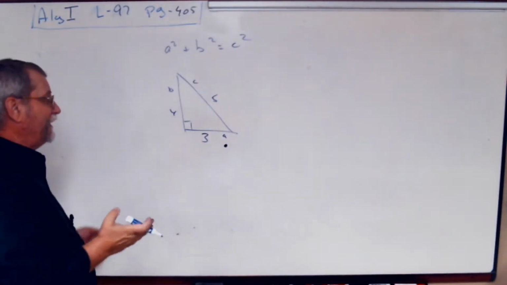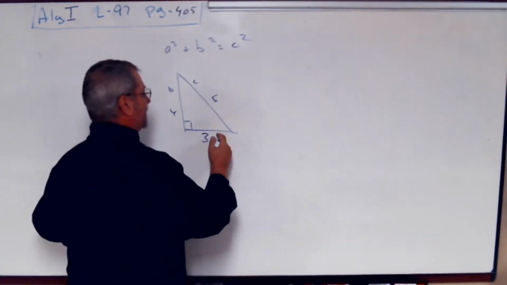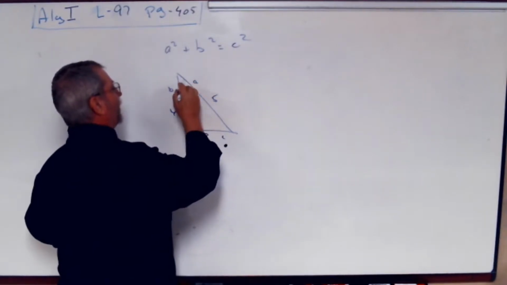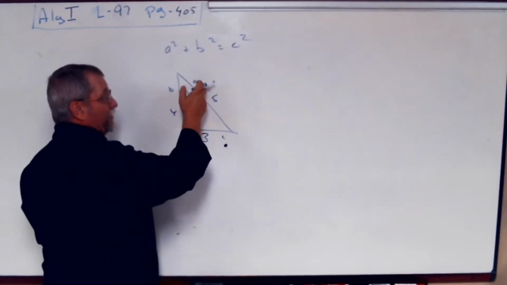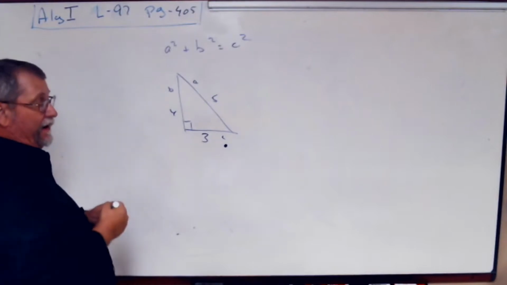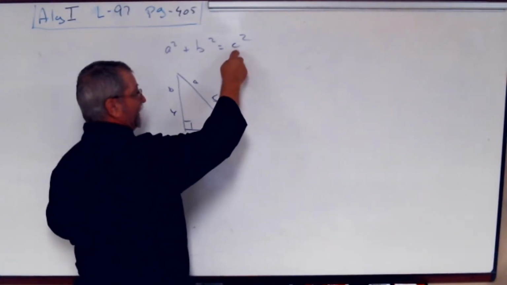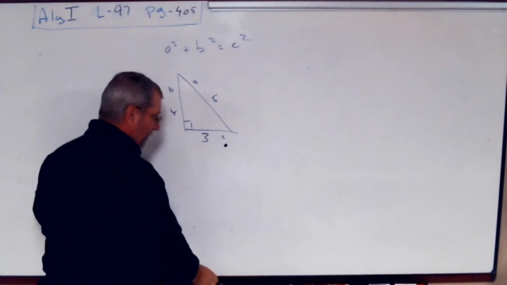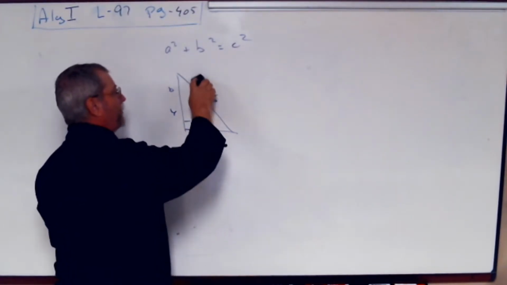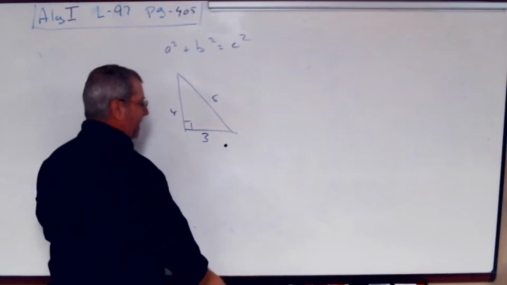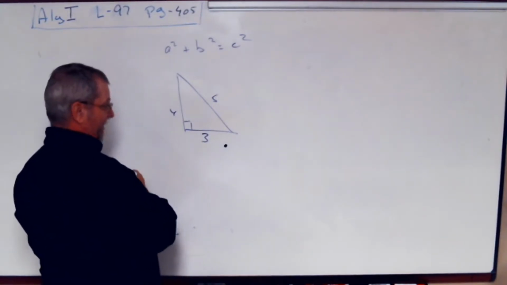Please don't get confused. If they call this C and call this A and call this B, this is still the hypotenuse. I don't care if it's called A or not. It's still the hypotenuse. This number is going to go right here. Okay, don't let that get confusing with you. The hypotenuse is always the hypotenuse no matter what letter they put on it.